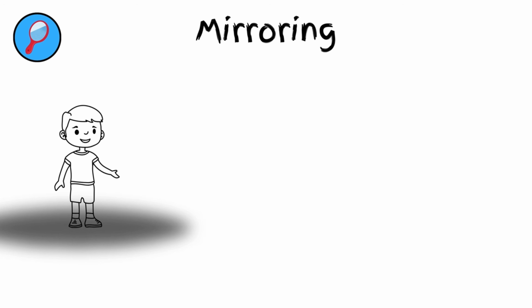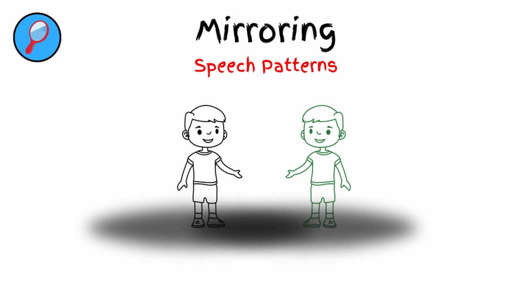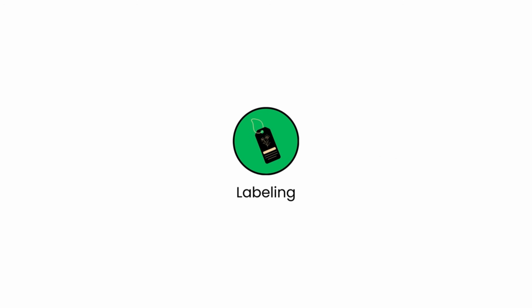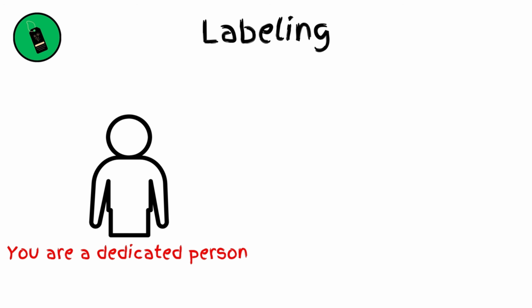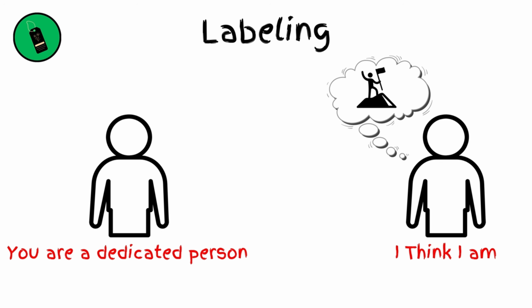Mirroring. This is when you subtly mimic another person's body language or speech patterns, which can help create a feeling of connection between you. Labeling. Giving someone a positive label, like dedicated, often inspires them to live up to it, as they want to fulfill the role they've been assigned.